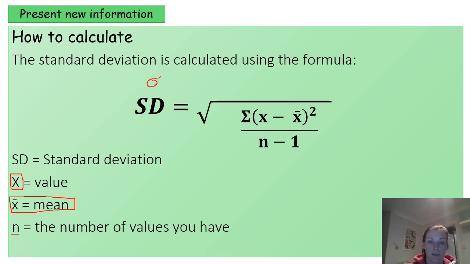So pause the video before you move on, make sure you've got a copy of that formula, and I would like you to also make sure you know what the different symbols mean in it. Oh, I should have also pointed out, in case some of you aren't sure, this symbol here means sum of. So it means the addition of all of the number minus the mean squared, divided by n minus 1.